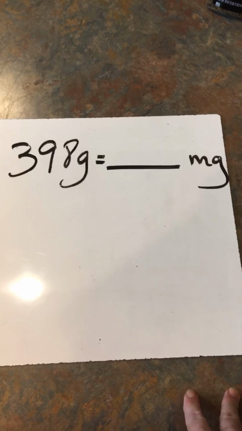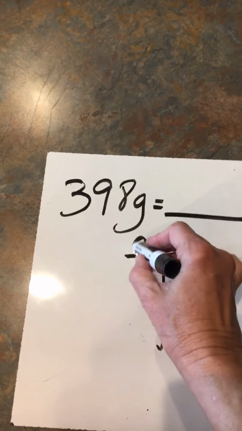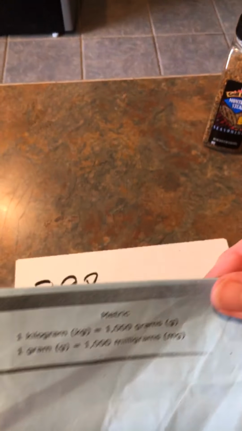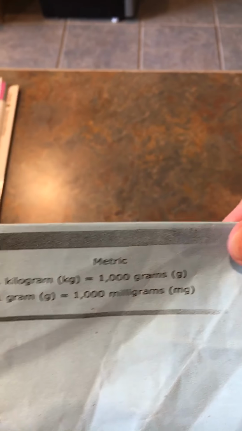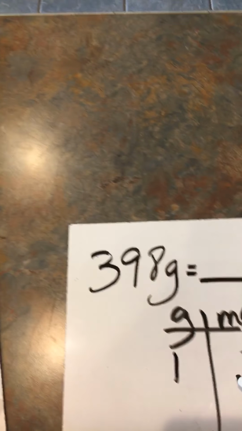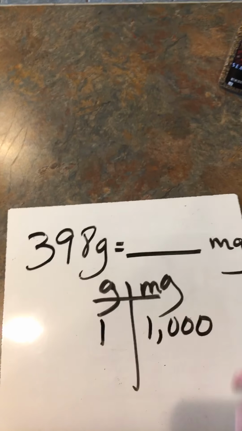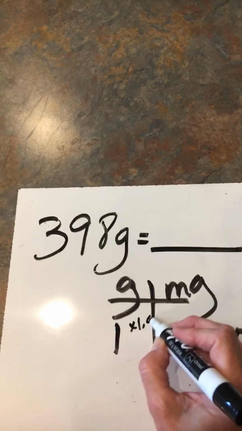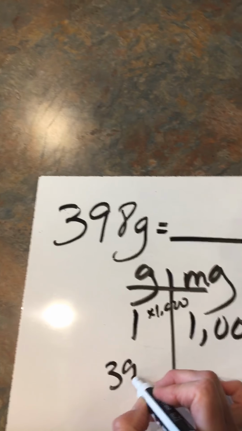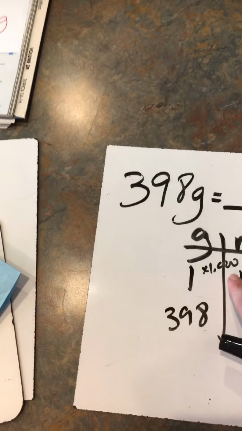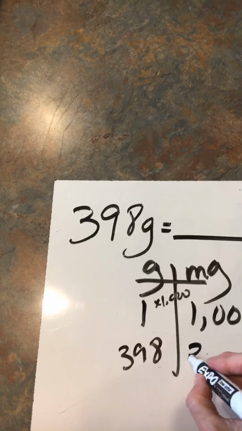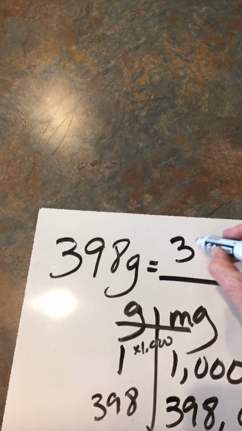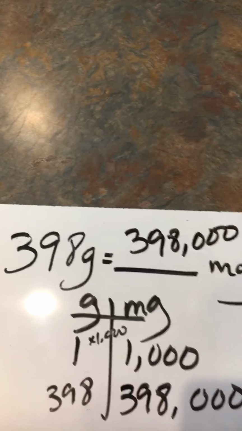If I'm going from grams to milligrams, I'm still going to do my T-chart. Grams here, milligrams here. On my measurement chart, I know that 1 gram is 1,000 milligrams. I'm getting larger. My numbers are getting larger, so I am multiplying by 1,000. If I start with 398 grams and I'm multiplying by 1,000, I'm going to write that number down, add on 3 zeros. So that's a whole lot of those tiny little bits.